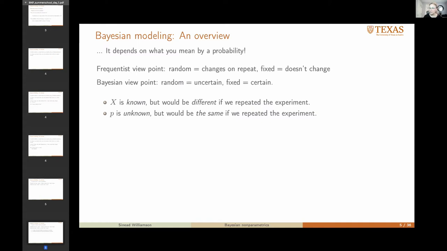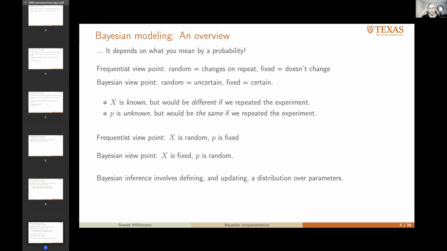So it follows that if I'm thinking like a frequentist, something that is random is something that would be different if I repeated it. The sequence of coin tosses is random, but the bias is fixed. But from the Bayesian viewpoint, I'm not uncertain about what I saw. I know I saw heads, heads, tails. So that's fixed. I don't know what the bias is, so I have uncertainty about what the bias is. So that is random.